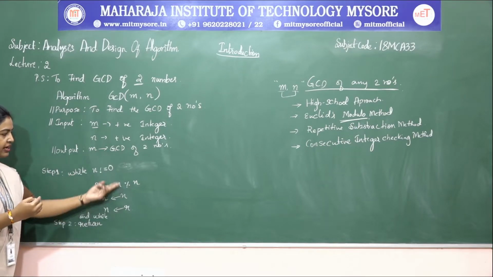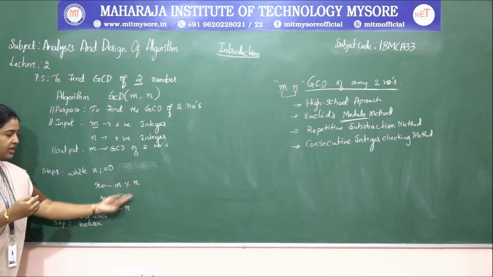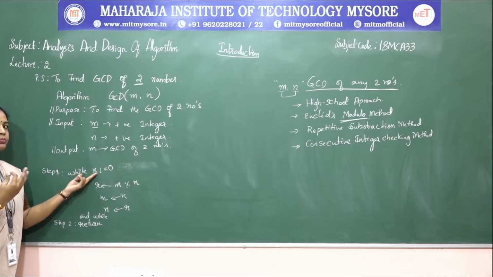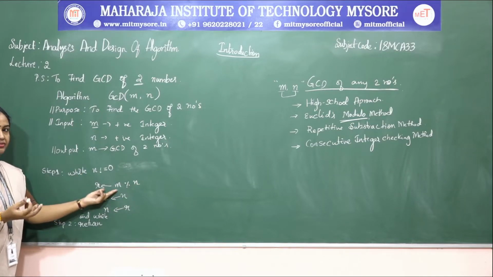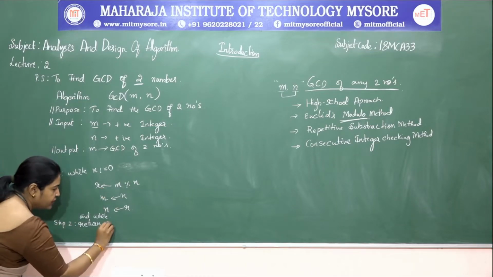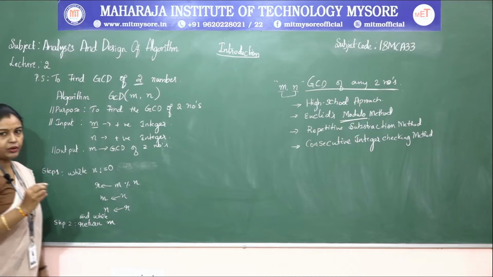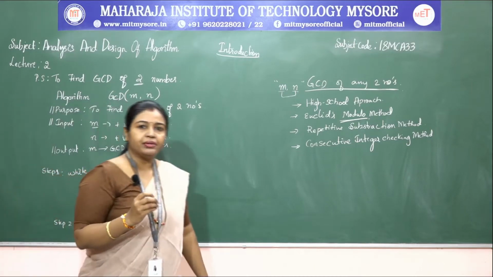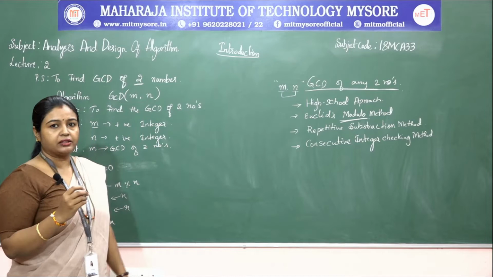As you keep dividing the first number by the second number until the second number becomes 0, definitely the first number will hold the GCD. So we are going to return that m. Okay, so let us take an example and trace this algorithm.